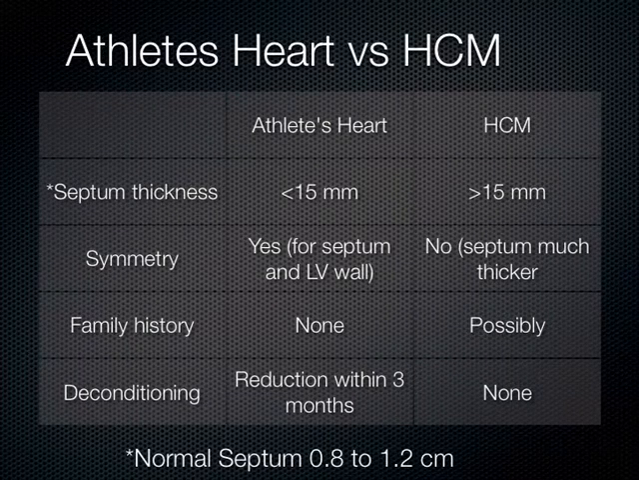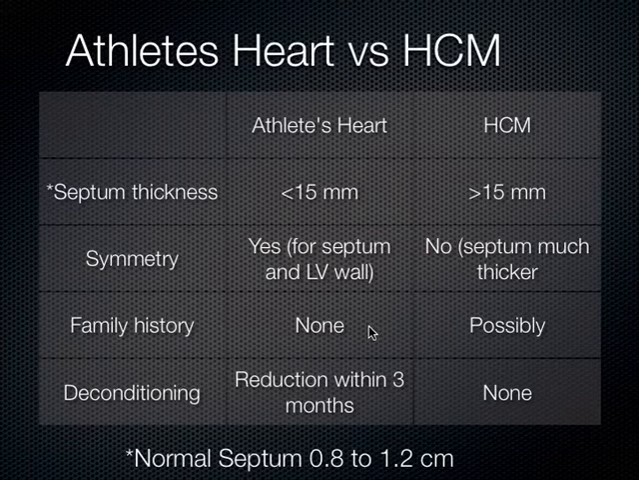And sometimes you have to differentiate this from just athlete's hearts. Somebody who does a lot of exercise, a lot of working out, their septum can also thicken as well. But a normal septum, I said, is up to 1.2 centimeters. With the athlete's heart, it's still going to be less than 1.5 centimeters. In fact, with hypertrophic cardiomyopathy, it's greater than 1.5. And with athlete's heart, it's a very symmetric thickness, whereas with hypertrophic cardiomyopathy, we saw that it was just the septal area that was very thick.